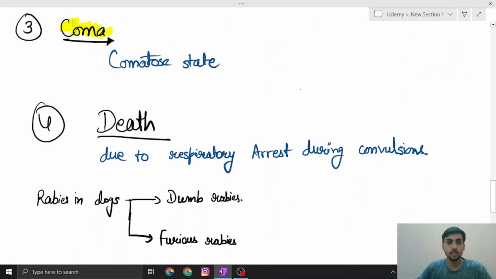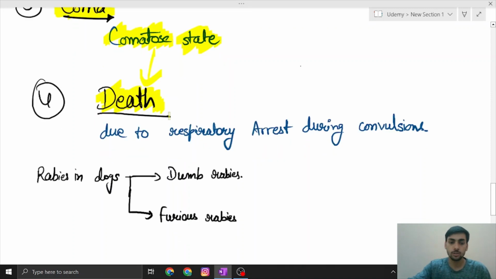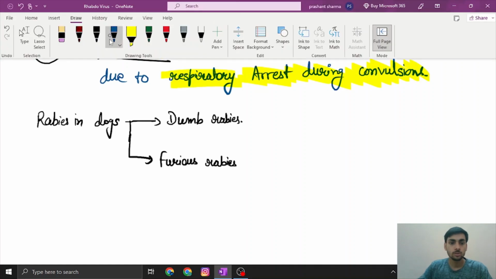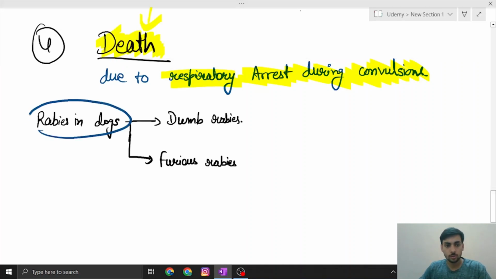And after this comes the stage of coma. You know how sad this situation of coma is. So we call it the comatose stage, in which a person really has to rely on machines in order to survive, right? Your respiration decreases, you can't eat, you can't do literally anything. You are like a living person on a bed who can't do anything, can't even hear or speak. After this coma follows death, which is very sad, but it is true that if this rabies virus is left untreated, it may lead to death, which basically happens due to respiratory arrest during convulsions.